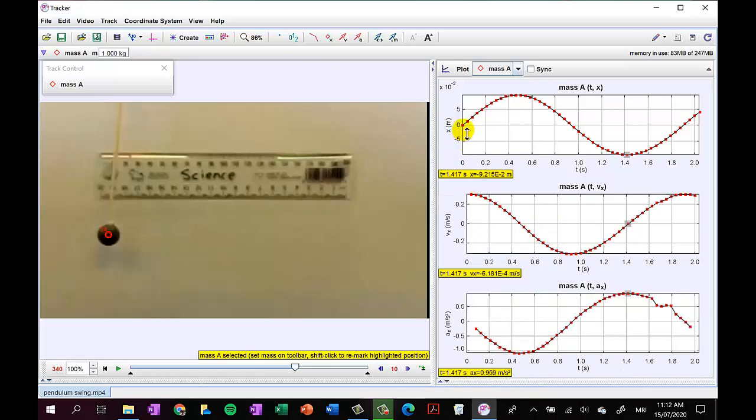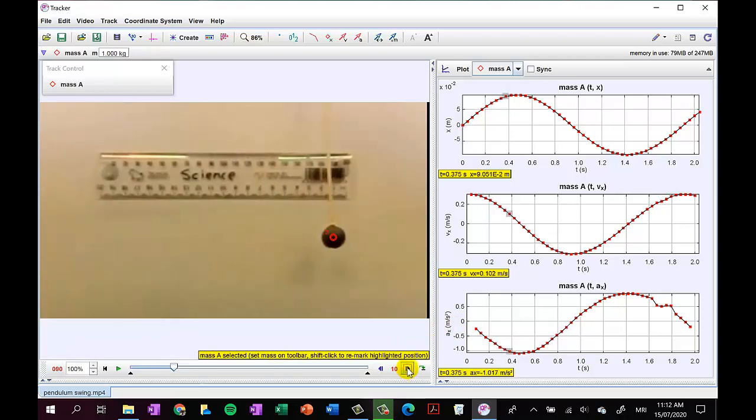And we can see that the displacement time graph is clearly a sine graph. Our velocity time graph is clearly a cosine graph. And our acceleration time graph is clearly a negative sine graph. So it's pretty much the same shape as the first one, but it's upside down. Okay. And we can also see that at the starting position, the displacement is 0, the velocity is maximum, and the acceleration is 0.